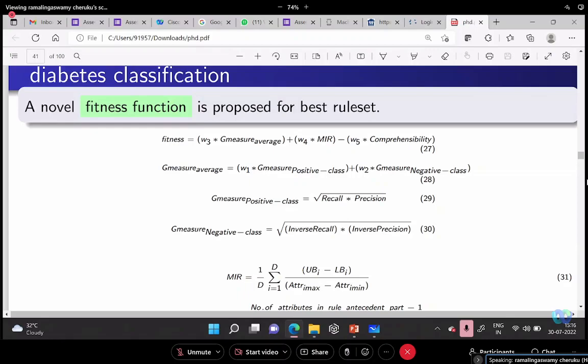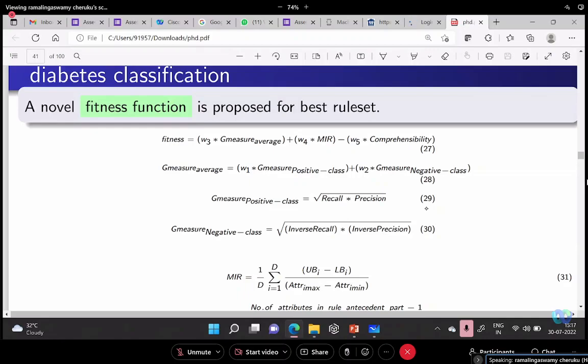On the other hand, the quantities which speak about the performance towards the negative class are called inverse precision and inverse recall, and we calculate the geometric mean as the square root of inverse recall and inverse precision. That means we want to classify both the positive and negative class properly. I don't want to focus on one class; I want to classify both.